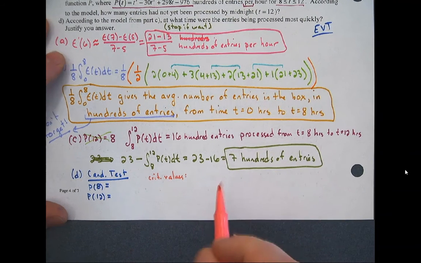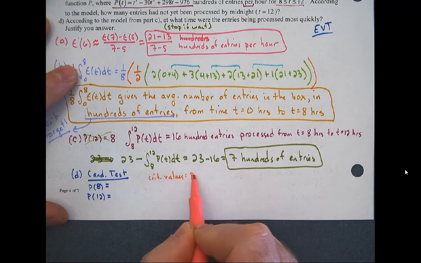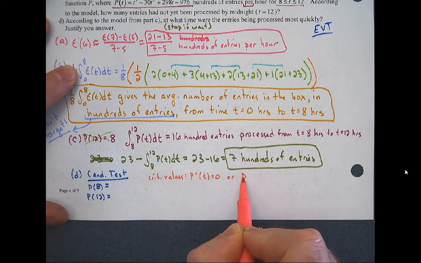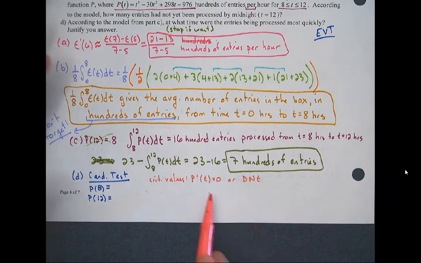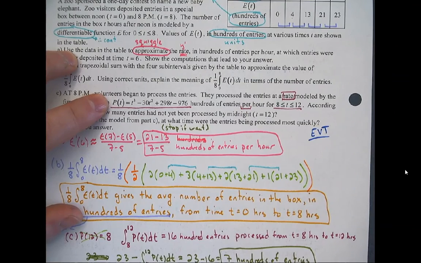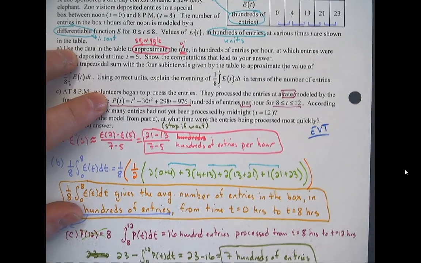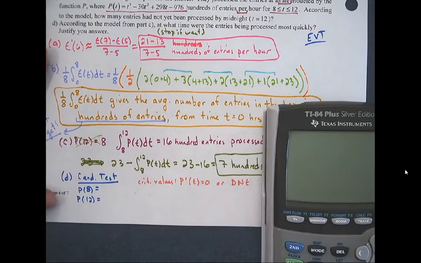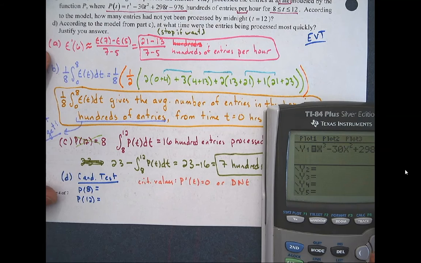So the critical values are going to occur where P prime of t equals 0 or DNE. This wouldn't be too bad to do by hand. You could derive this, set it equal to 0, and try to solve it, but why bother? Because we can use our calc. This is why I'm glad I typed it in here. I've already got the P function in there.